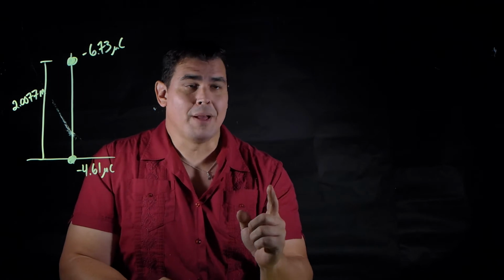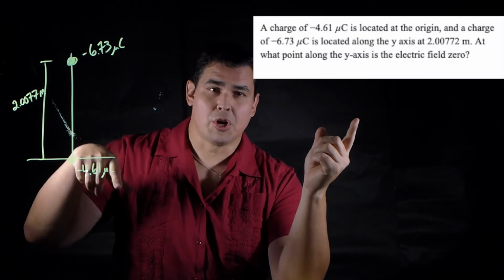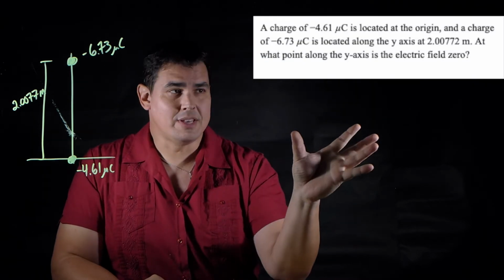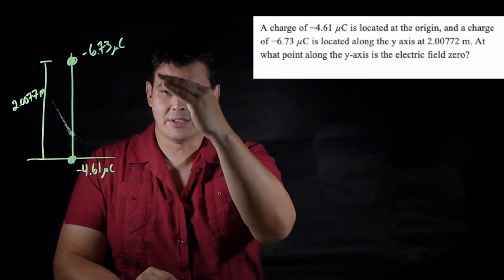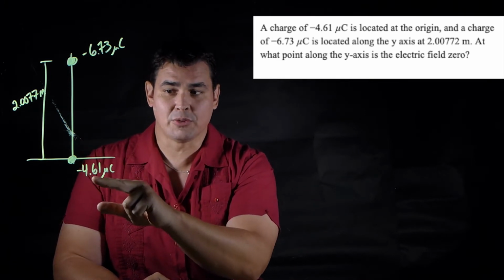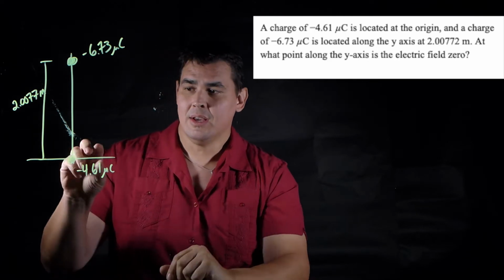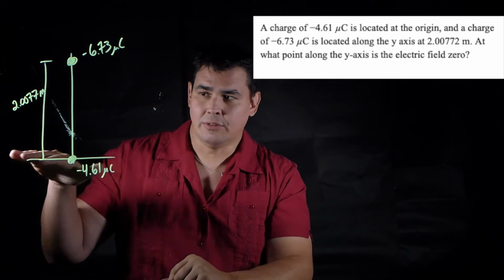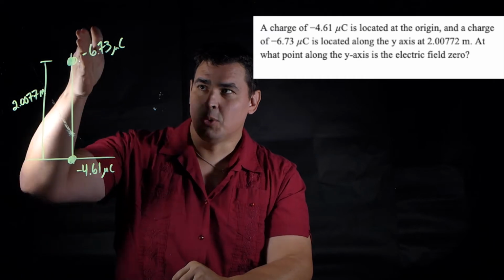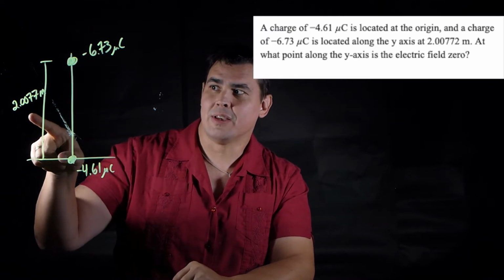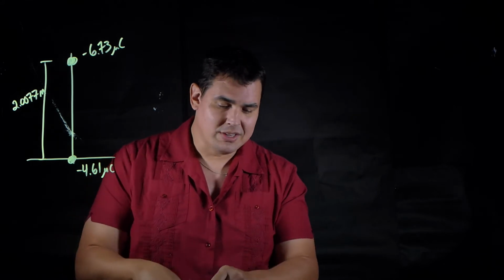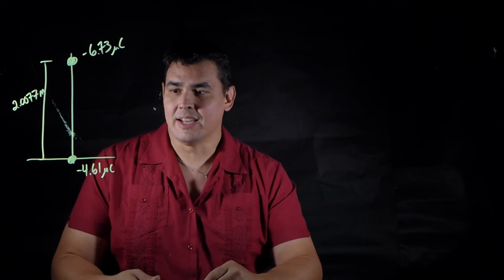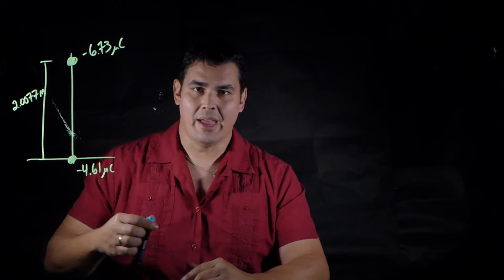Okay, so here's my problem. I've got two charges, right? And you can see here, there's one that's minus 6.73 microcoulombs, and it's separated from this other one that's minus 4.61 microcoulombs. This one is at the origin of an axis, and this one is located 2.0077 meters up on the y-axis. And the question is, I want to know where is the electric field zero along the y-axis.